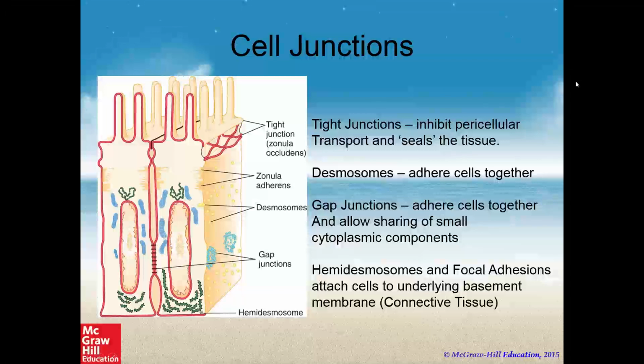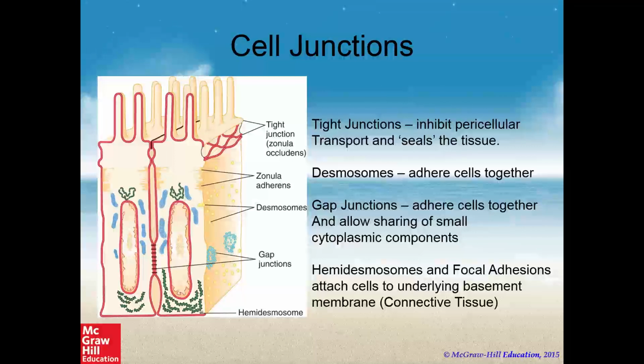Cells need to be knitted together to form a tissue. And the way they are knitted together is via junctions. There are different types of junctions that exist between cells. With junctions, you're not connecting the membrane of one cell to the membrane of another cell, because if you do that, the membranes will fuse together and you will have one big cell.